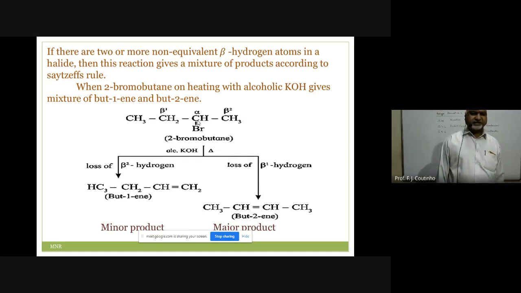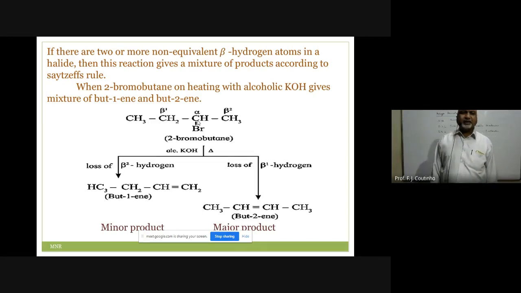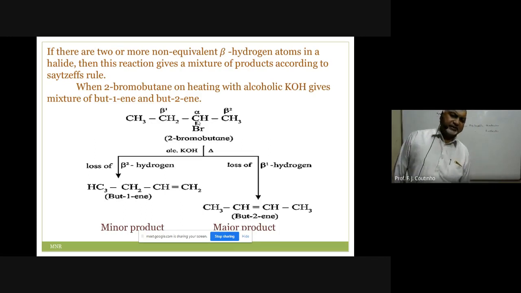Beta 1 is there, which has 2 hydrogen atoms, and beta 2 has 3 hydrogen atoms. Now, Saytzeff's rule is somewhat like Markovnikov's rule, which we consider with addition reactions. If you try to correlate them, it somewhat resembles, but not exactly 100%. Here it is removal. Here it is removal. Now in the beta 1 carbon, there are 2 hydrogens, and in beta 2, there are 3 hydrogens.